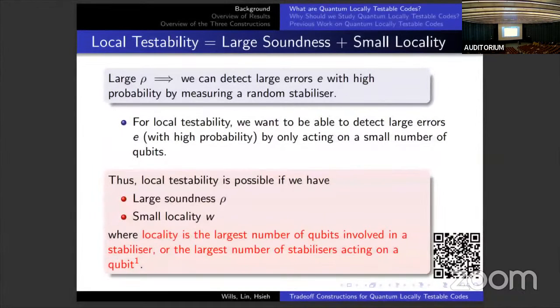In order to get all the way to genuine local testability, it's not just getting large soundness, but we need a small locality as well. So formally, locality is the maximum of the number of qubits involved in each stabilizer, or the maximum of the number of stabilizers acting on each qubit. So in particular, if you have a small locality, then every stabilizer only involves a small number of qubits. And so, as I claimed earlier, small locality means that your random testing procedure only acts on a small number of qubits.